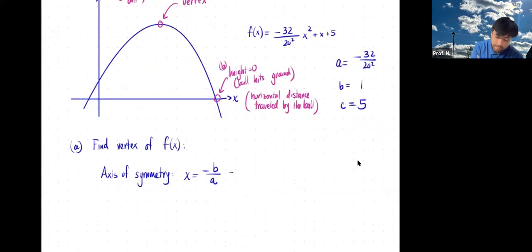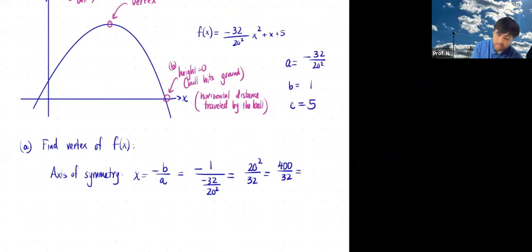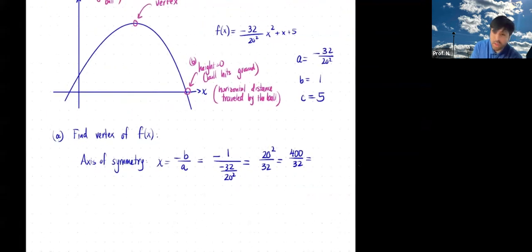So what is my b? Negative 1. And what's my a? Negative 32 over 20 squared. What's a negative divided by a negative? A positive. What's 1 divided by a fraction? Keep, change, flip. So you get 20 squared over 32. And now from here, I can use your calculator for this. 20 squared is 400. And 400 over 32, what does that give you? You get 12.5.